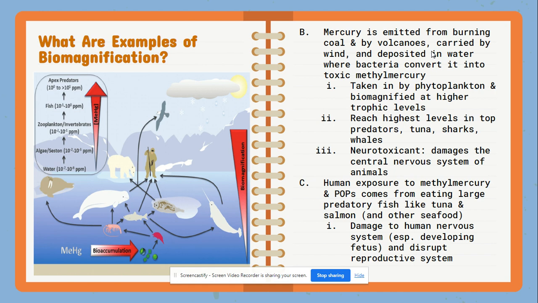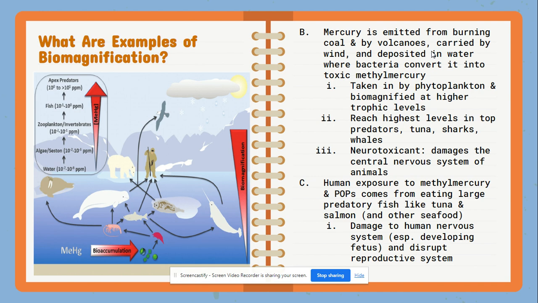So things like tuna, sharks, and whales can have higher concentrations of methylmercury as opposed to phytoplankton or maybe even zooplankton. When exposed to methylmercury, it can act like a neurotoxicant, and we know that the prefix neuro refers to the nervous system. So when you have a high exposure of methylmercury, over time that can cause nerve damage.